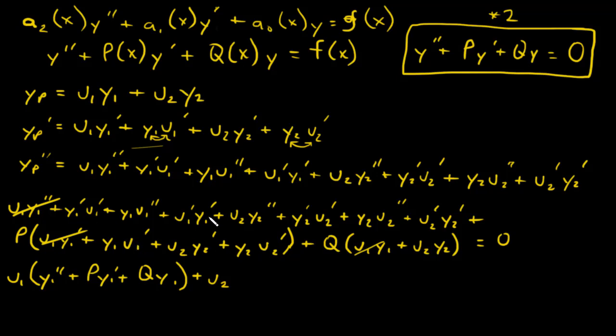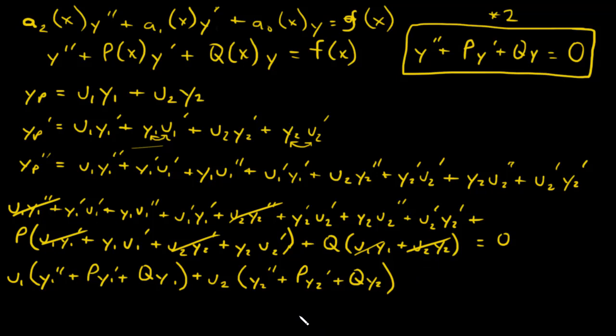So u2 starts right here, so I'm going to get y2 double prime plus p y2 prime plus q y2.